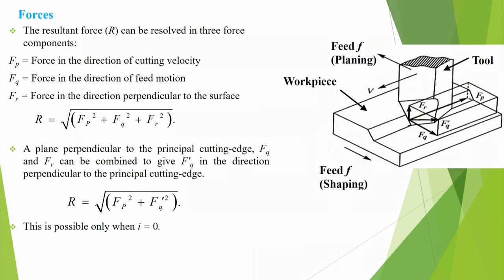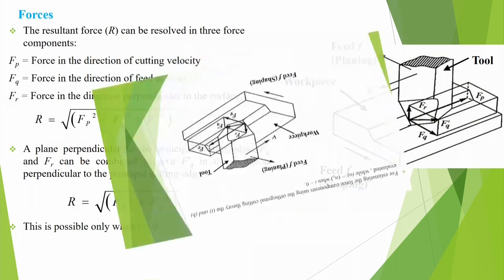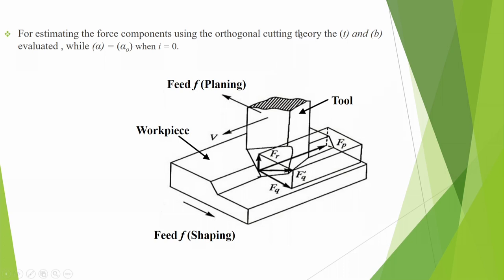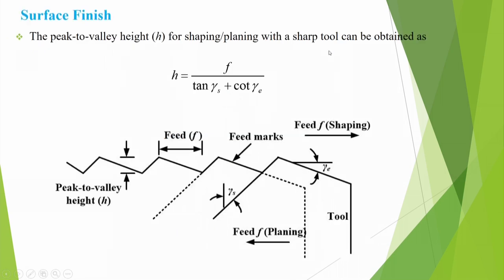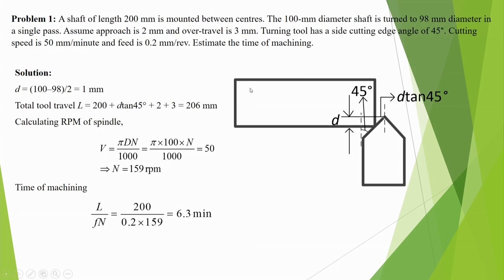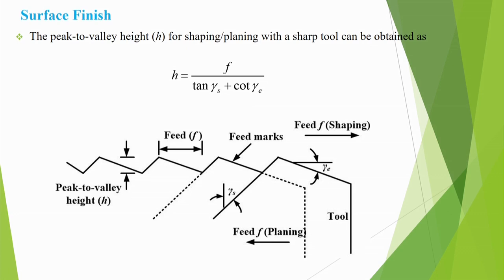Now, in a plane perpendicular to the principal cutting edge, Fq and Fr can be combined to give Fq prime in the direction perpendicular to the principal cutting edge, and R is equal to the square root of Fp square plus Fq prime square, and this is possible only when i is equal to 0. So, for estimating the force components using orthogonal cutting theory, T and B, the chip thickness and width, are evaluated. Then the surface roughness expressions are similar to turning. Peak to valley height for shaping and planing with a sharp tool is given by F times tan gamma s plus cot gamma e, in the same manner, and similarly if the tool has a nose radius, then similar types of expressions can be obtained.